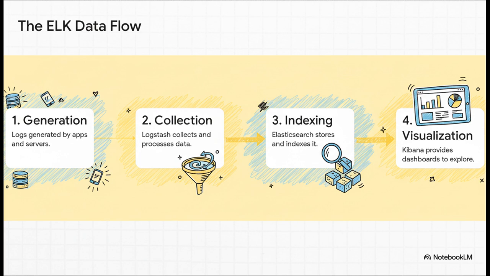First, your apps and servers are just doing their thing, generating tons of data. Then Logstash comes in and acts like a collector, grabbing all that raw data and cleaning it up. From there, it gets sent to Elasticsearch, which stores and indexes it for those lightning-fast searches. And finally, Kibana sits on top, giving you a beautiful interface to see and play with everything.